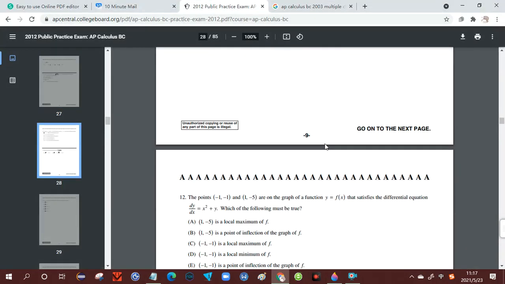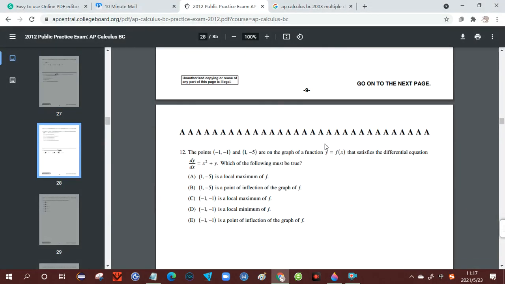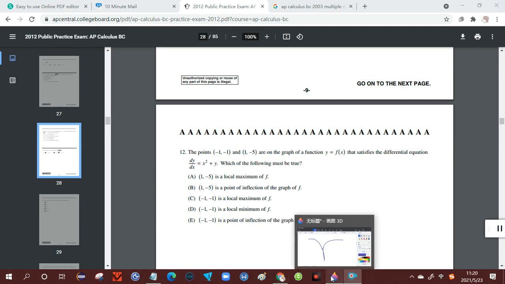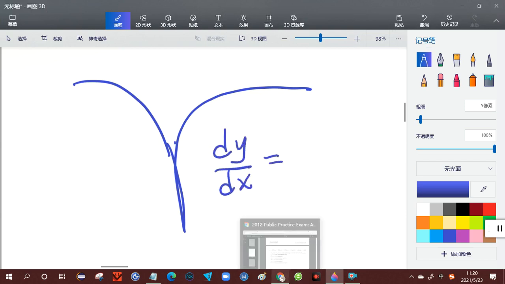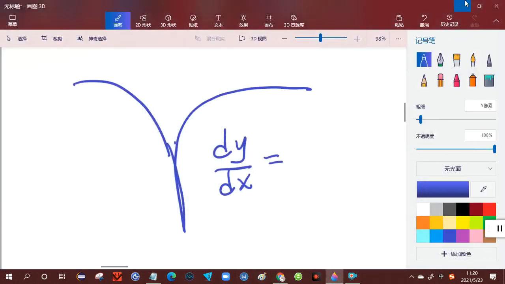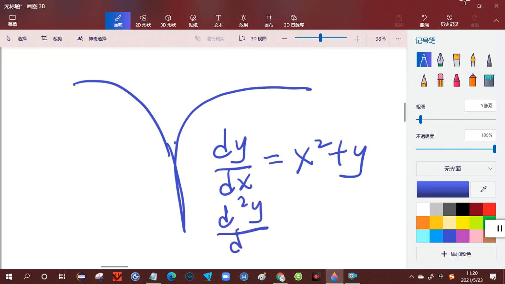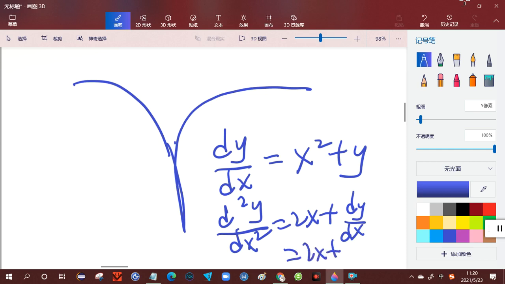Let's look at problem 12 next. To make this problem easier, we need to first identify the first derivative and the second derivative. The first derivative, as shown clearly here, is x squared plus y. And the second derivative is 2x plus dy over dx, which is 2x plus x squared plus y.